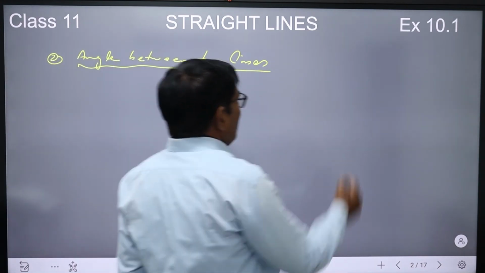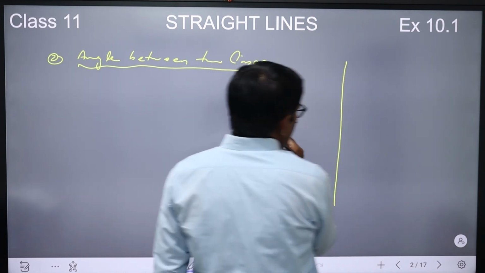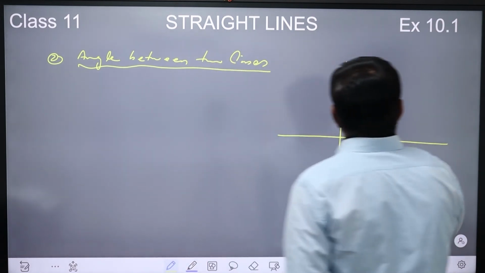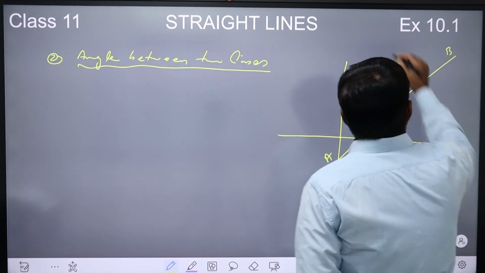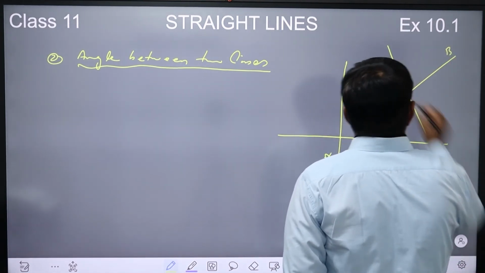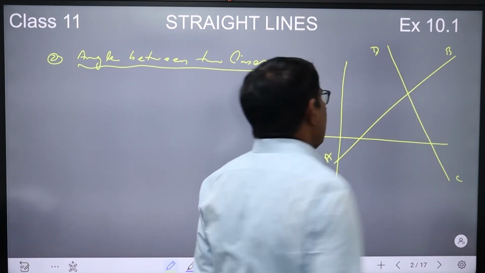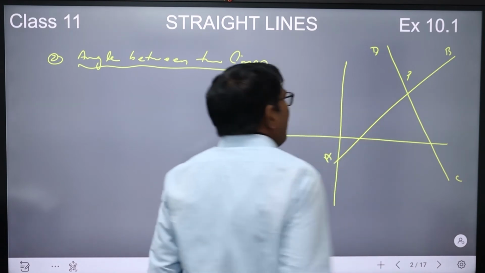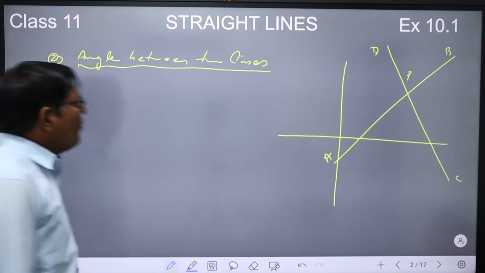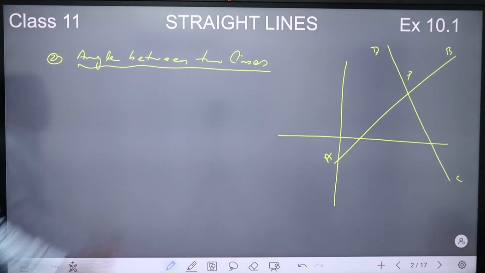So in two dimensions, let us suppose we are given one line, this one. Let us suppose the line is AB. Another line is this, let us suppose CD. And these two lines are intersecting each other at the point P. Now we have to find the angle between the two lines. How will we find the angle between the two lines?